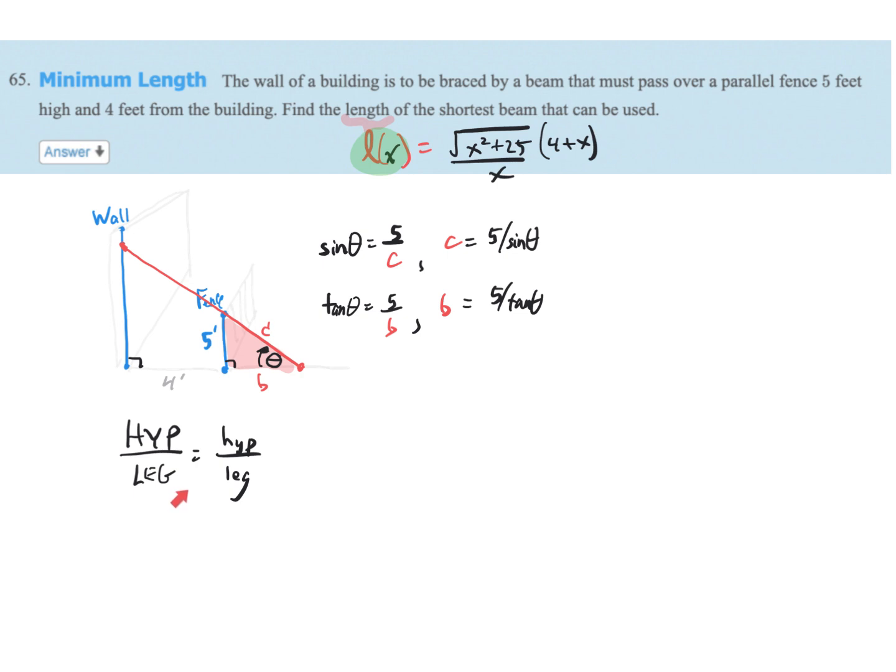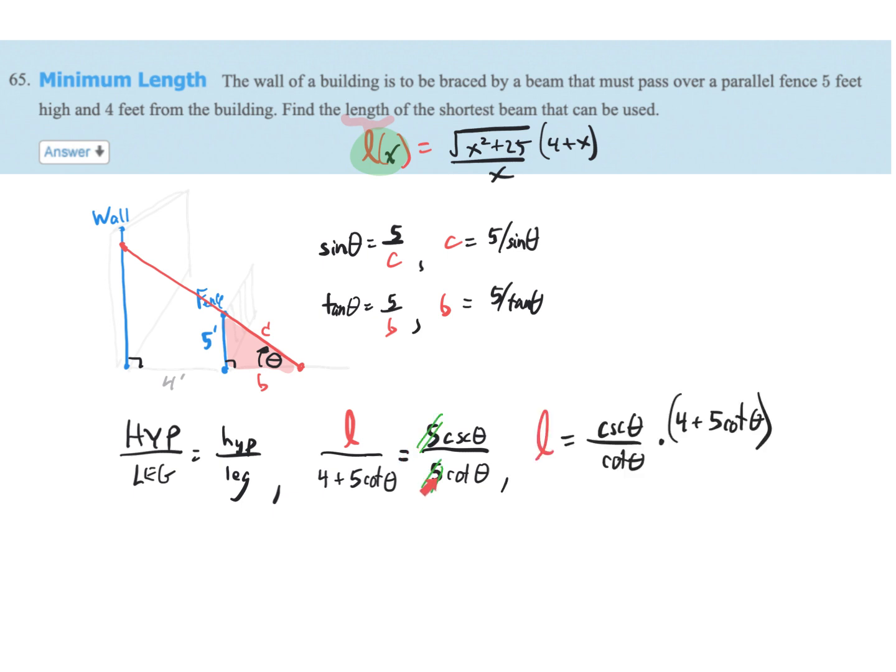Let's set up a proportion with our similar triangles. The large hypotenuse divided by this bottom leg will equal the ratio of the small hypotenuse divided by its bottom leg. So the length of the beam divided by 4 plus b, which is 5 over tangent or 5 cotangent, is equal to the hypotenuse divided by b, which is 5 divided by sine or 5 cosecant, divided by b, which is, again, 5 cotangent. All right, let's solve for L, and we'll get a different function for L dependent upon the one variable theta.